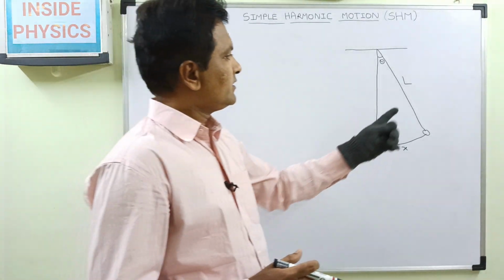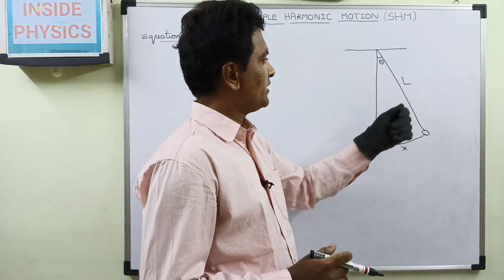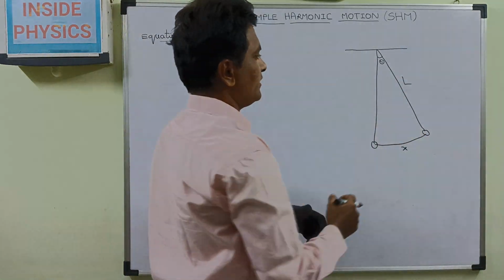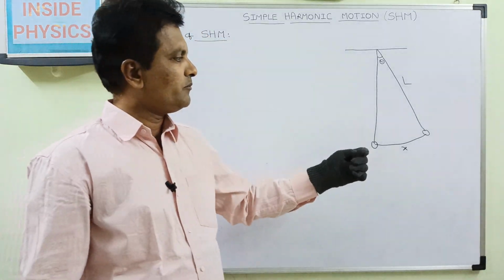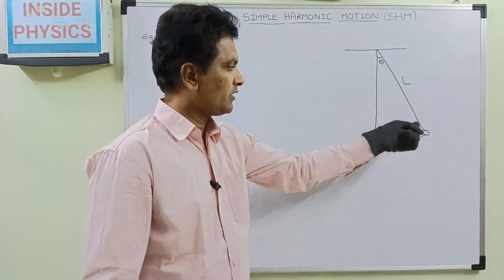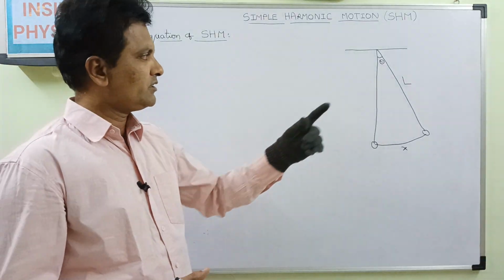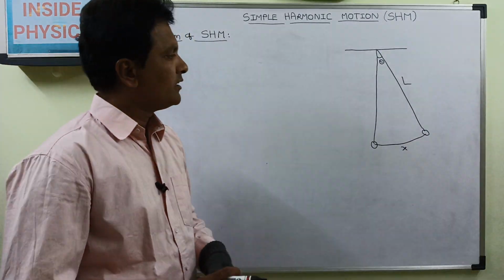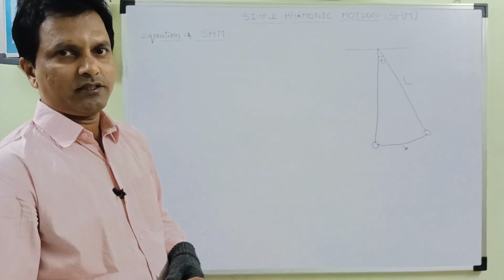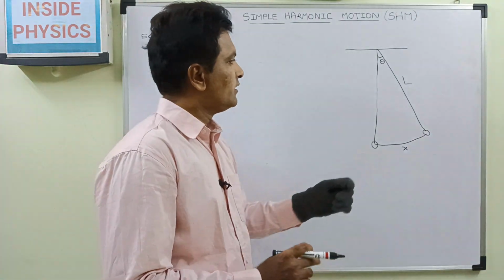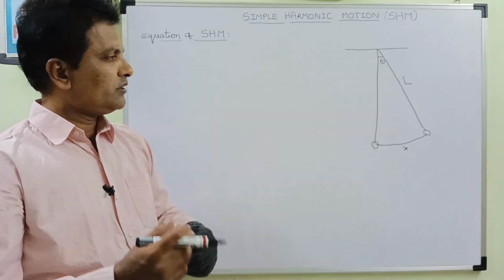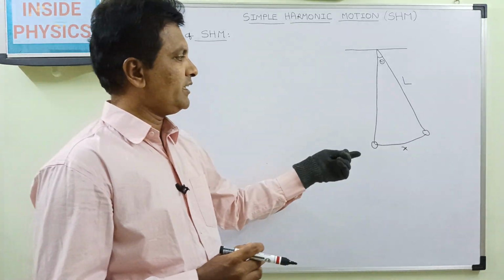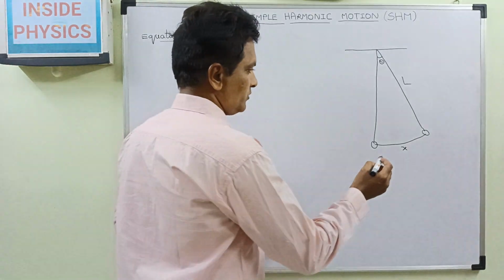Okay, this tension in the string will make the pendulum rotate in the arc. The tension will make the bob rotate in the arc. It is not a straight line motion, it will rotate in the arc. And the restoring force, which is a tangential component of the weight, I will show you how it will be.